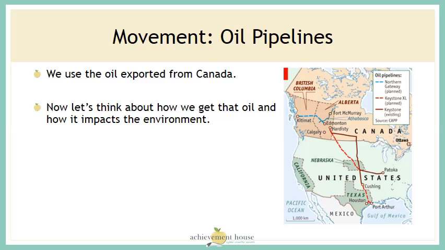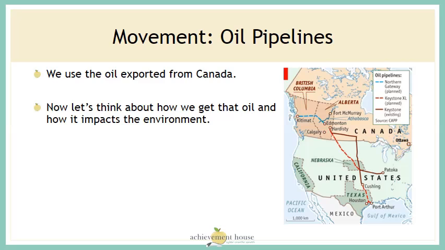Think about our geographic theme of movement. Movement is the transporting of products from one place to another. So think about all of that oil that we import from Canada. How do we get that oil down to the United States? This map shows us two oil pipelines. The dark red line is an existing pipeline, and the dotted red line is the Keystone expansion pipeline that's planned.